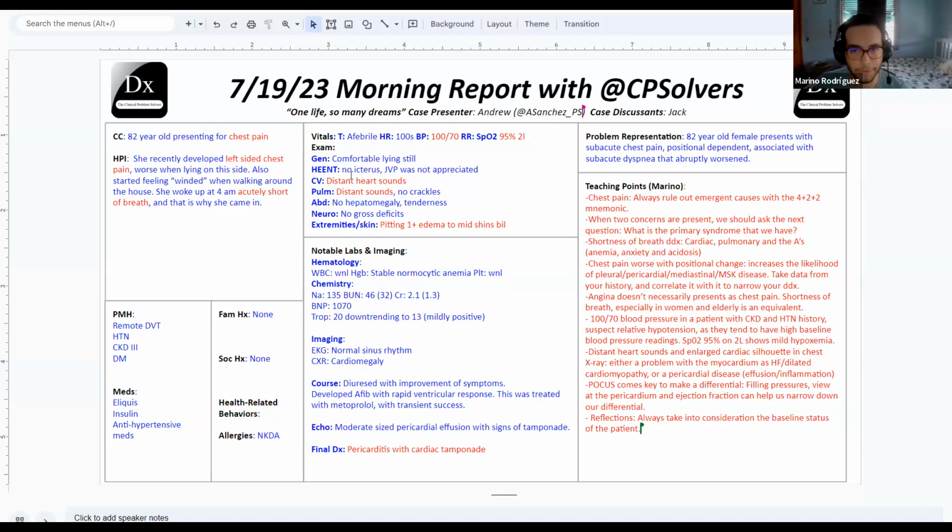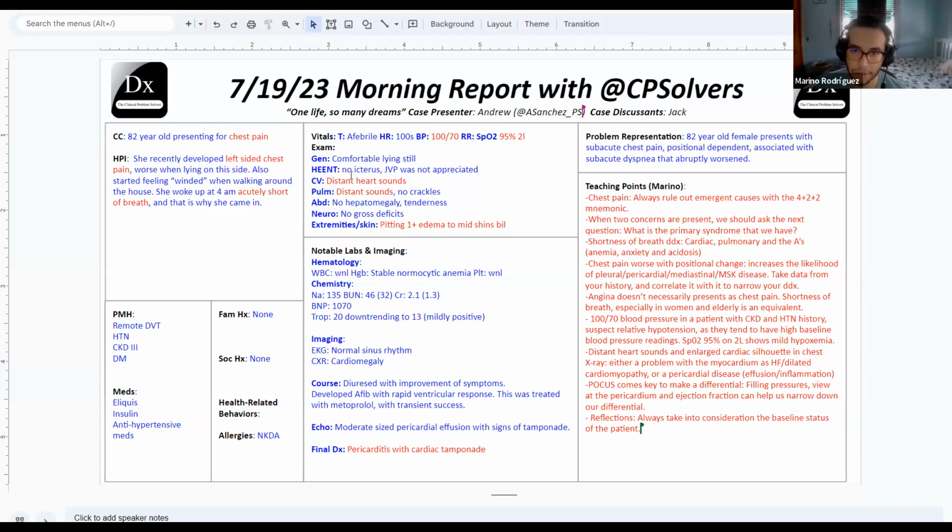Basically, we could confirm that these two were correlated, but we shifted our focus at the start to shortness of breath. So what is a good differential for shortness of breath and how should we tackle it? Every time we think about shortness of breath, we must think about cardiac causes, pulmonary causes, and the 3 A's, such as anemia, anxiety, and acidosis.